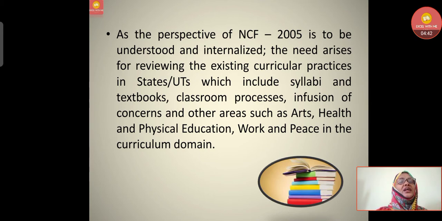Obviously, National Curriculum Framework, what it should do, it should understand and internalize. That is, what is the need which arises to review all these things in the curricular practices in the states or union territories, including syllabus and textbooks and different classroom processes. All these things that NCF needs to understand and internalize, which is better for the schools, that should be recommended.